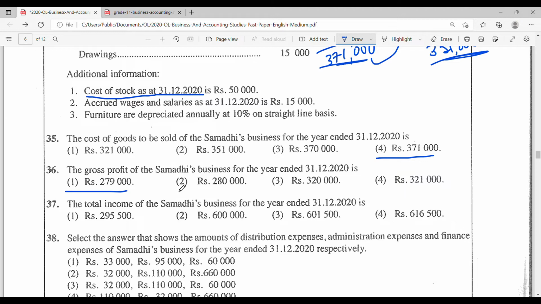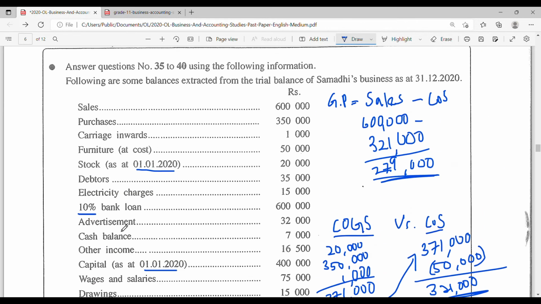Question 37. The total income of the Samadhi's business for the year ended 31st December 2020 is. So they want you to find the total income. Go through this trial balance and we will pick out the income items. Sales is an income item for you. So it will be 600,000.